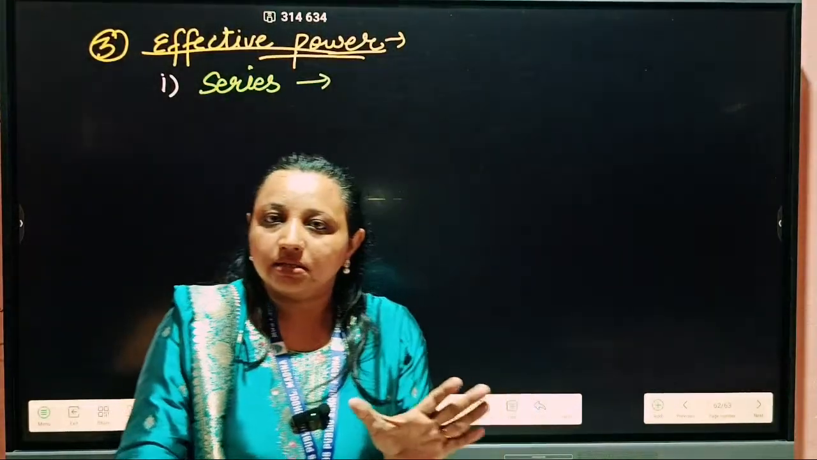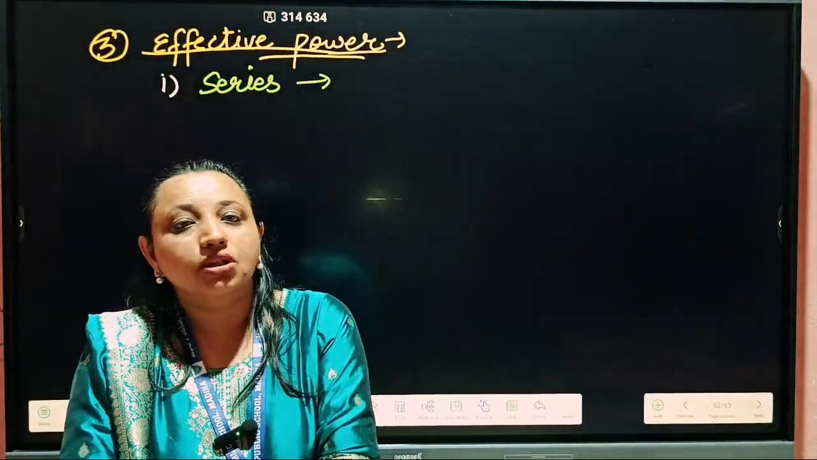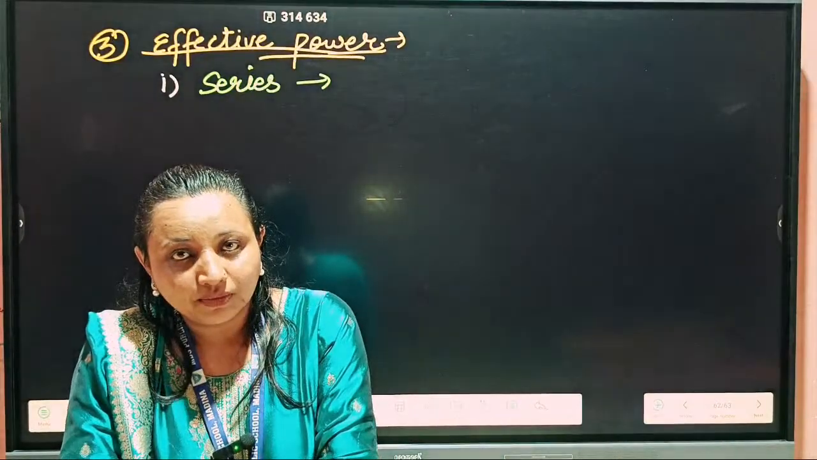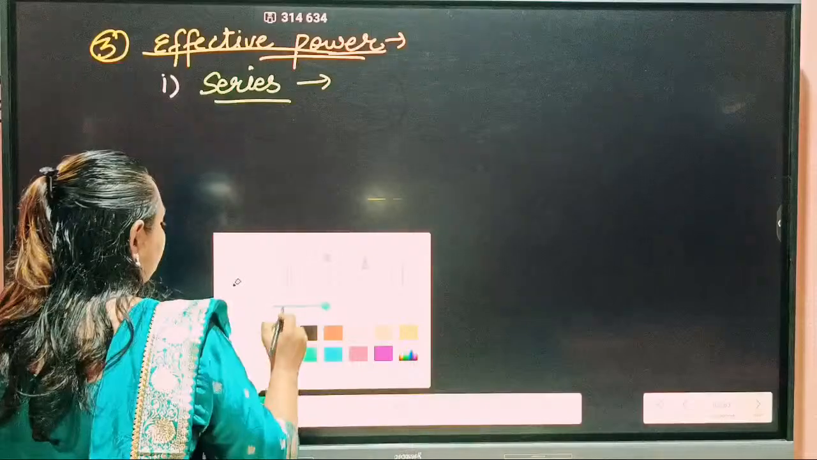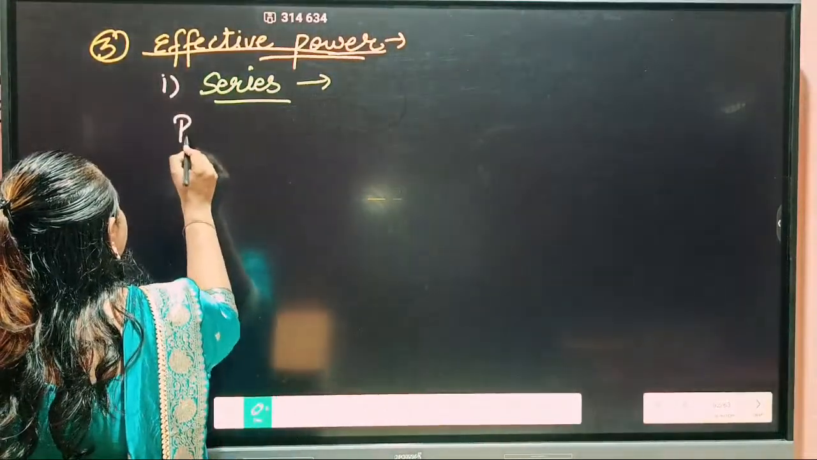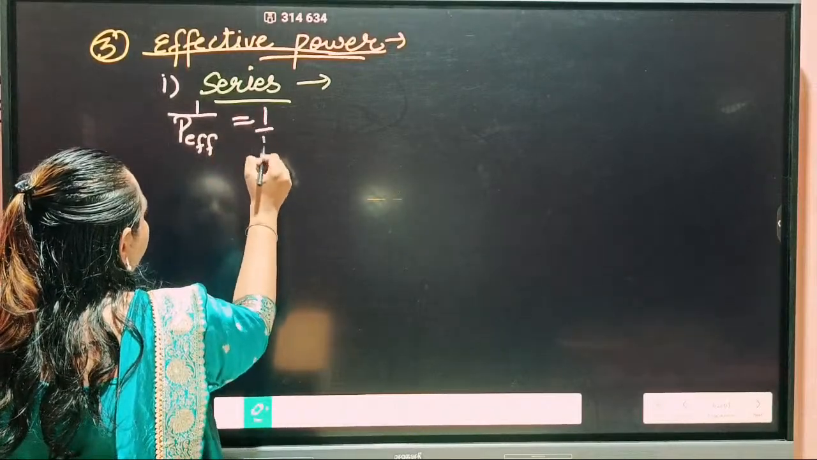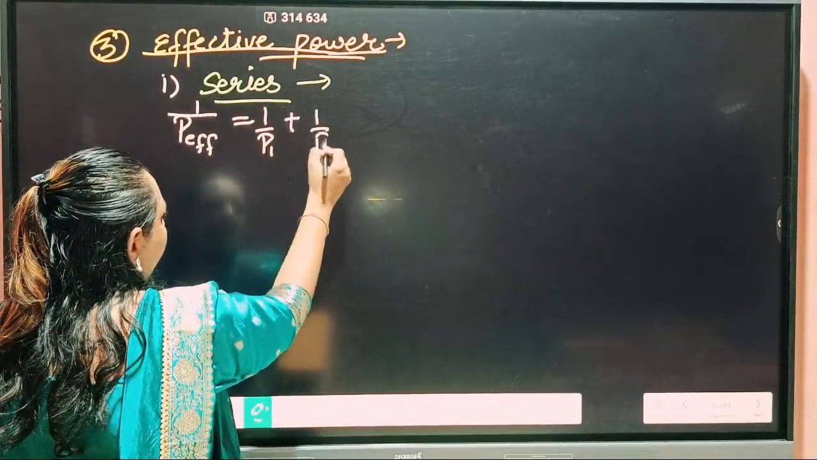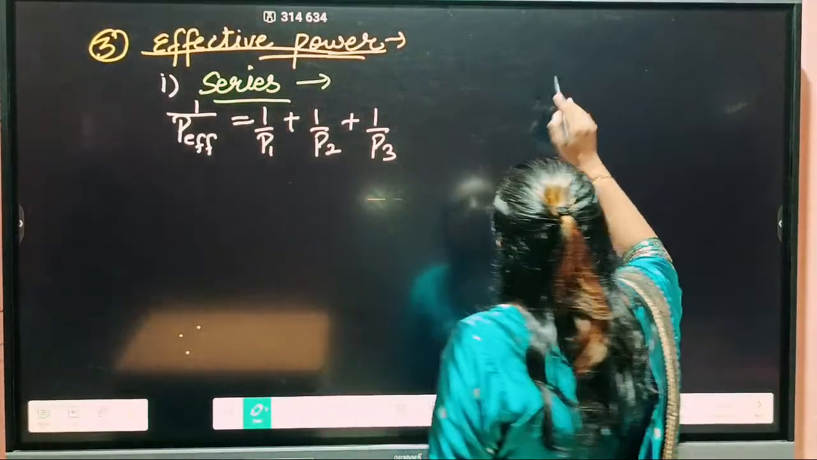So in resistance, in series combination, how can we find the net resistance? R is equal to R1 plus R2 plus R3. So the net effective power in series combination is given by: 1 upon effective power is equal to 1 upon P1 plus 1 upon P2 plus 1 upon P3.